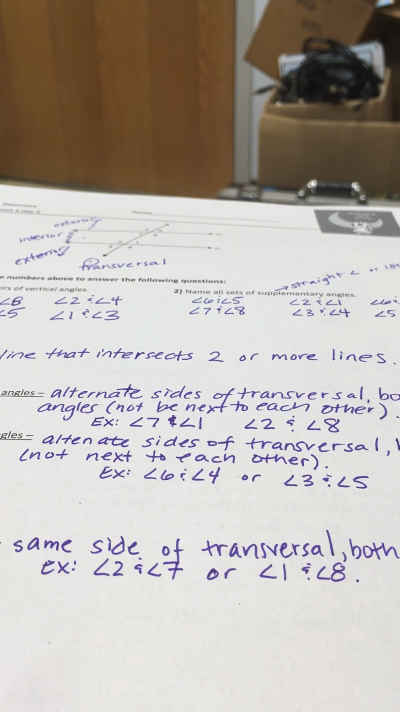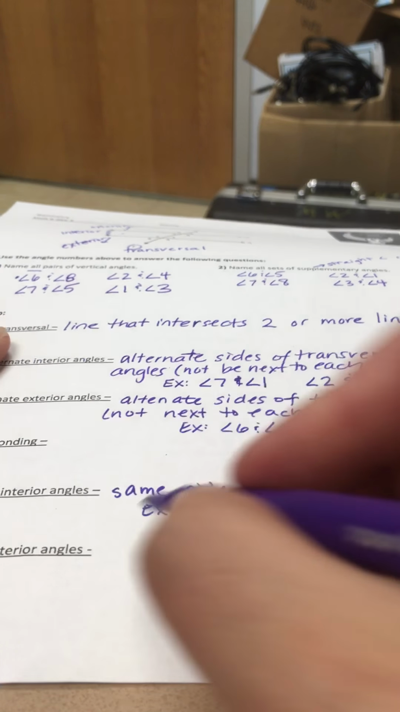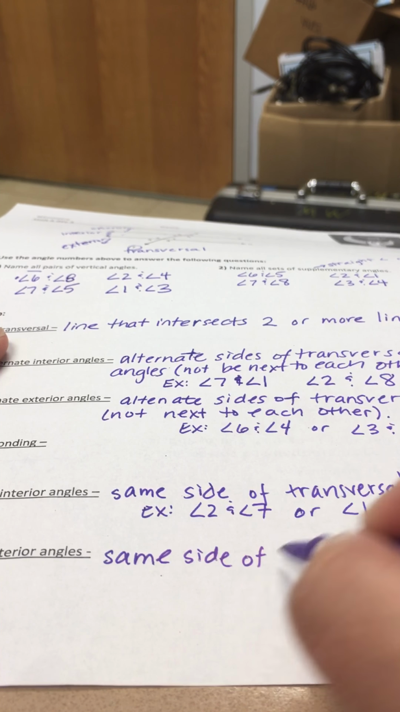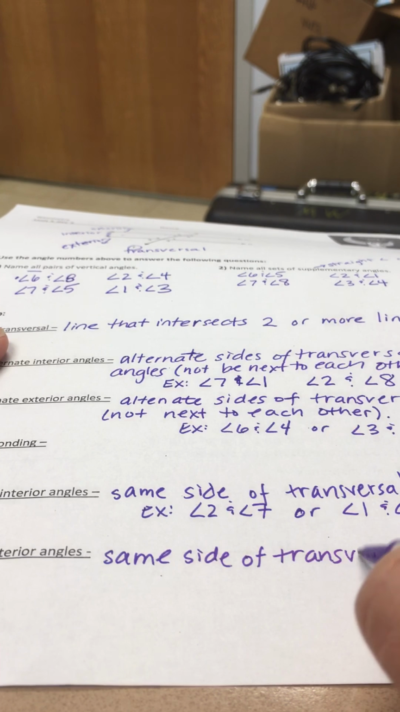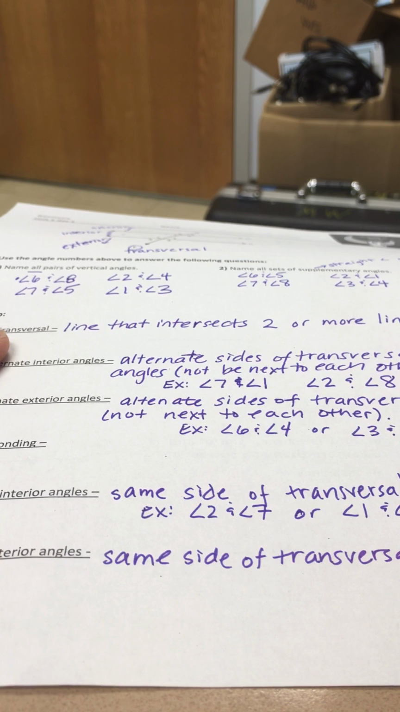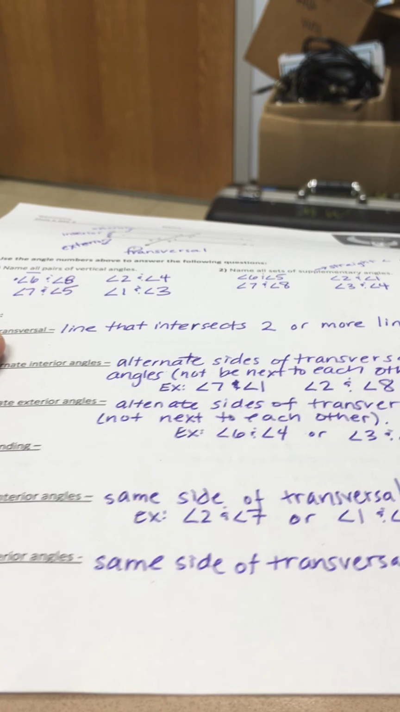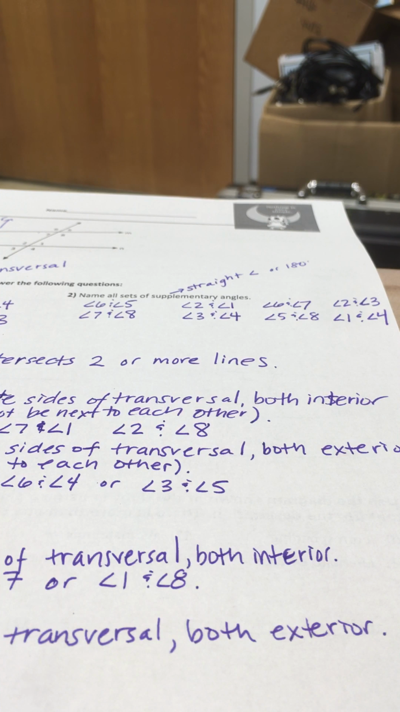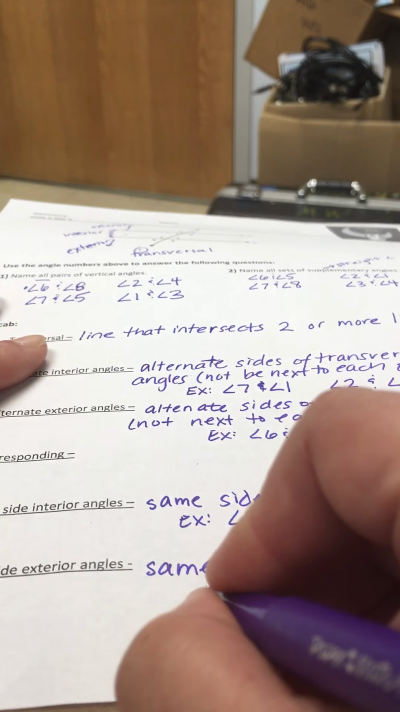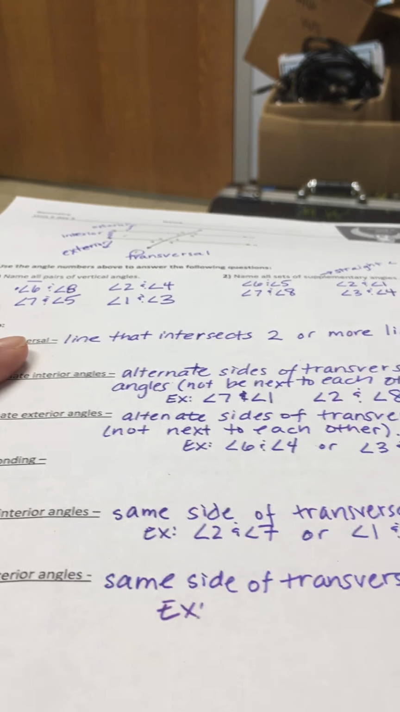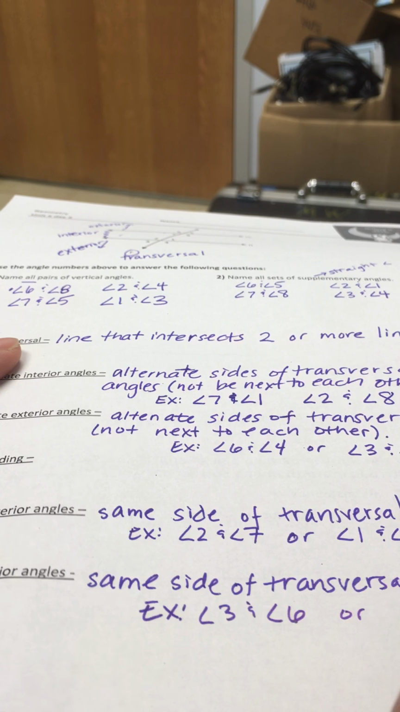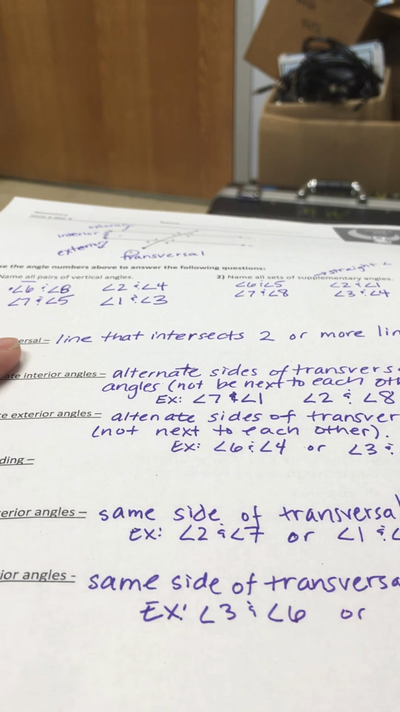And then same side exterior follows the same thing. Same side of the transversal, both exterior. It follows the same thing, both on the exterior part, but don't jump over. So on our picture, angle 3 and angle 6 would be a pair, or 4 and 5.